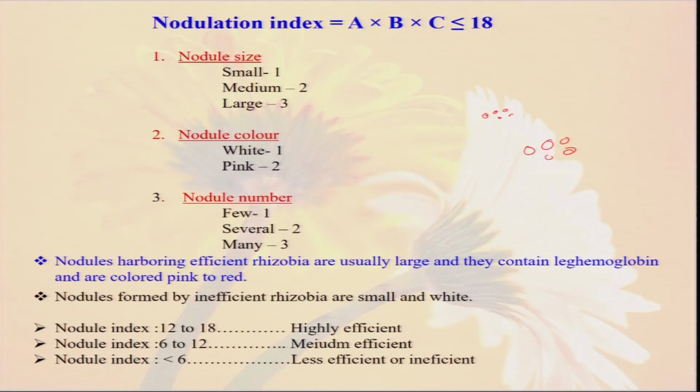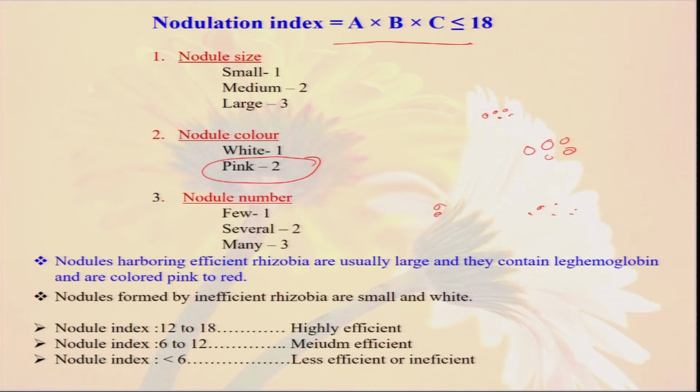Similarly, nodule color, as I have already told, if it is white, then nitrogen fixation is very low. If the color is pinkish, then it is fixing a good amount of nitrogen. Similarly, number: there may be one or few, there may be many. So, we have to multiply these, the nodule size, the nodule color, and the nodule number.